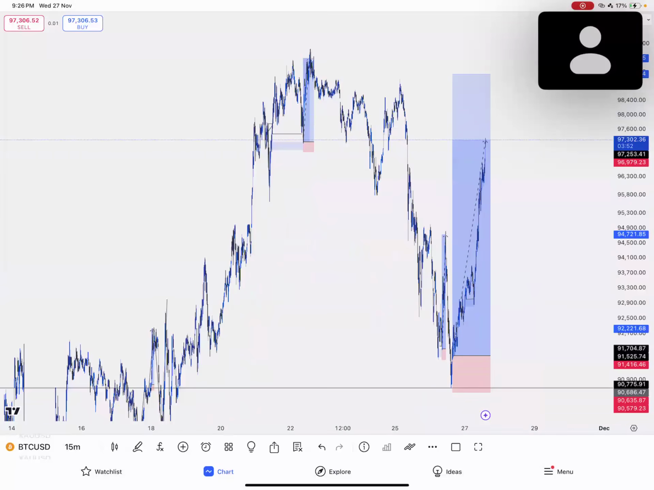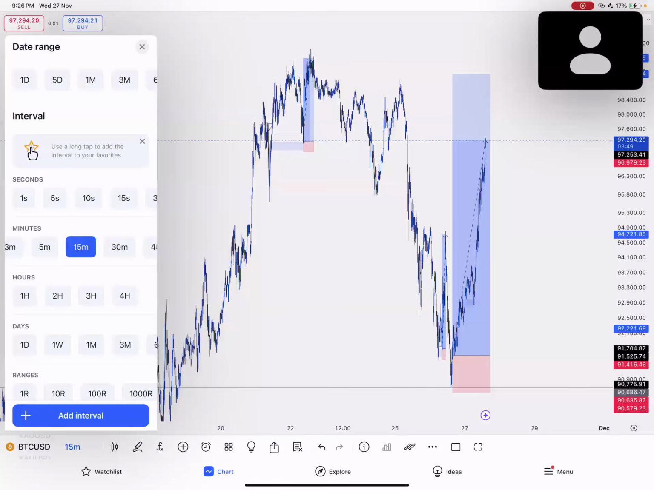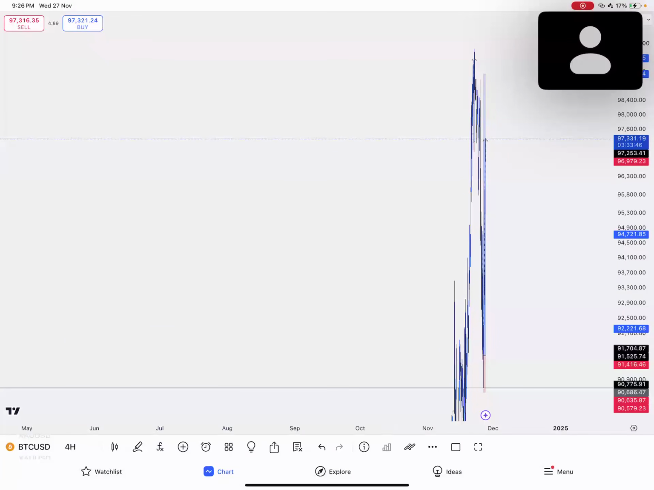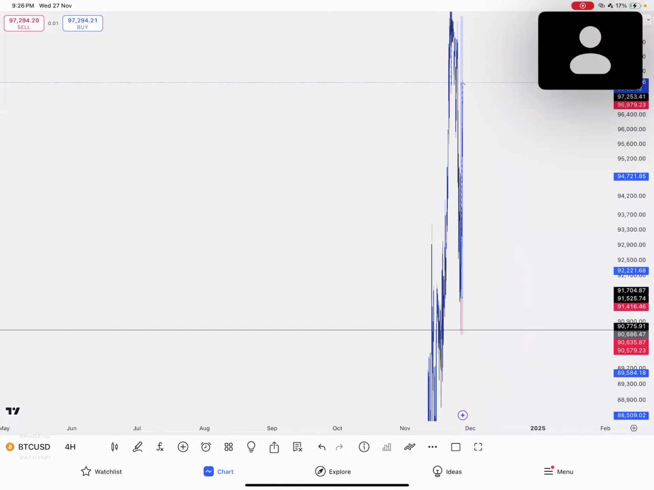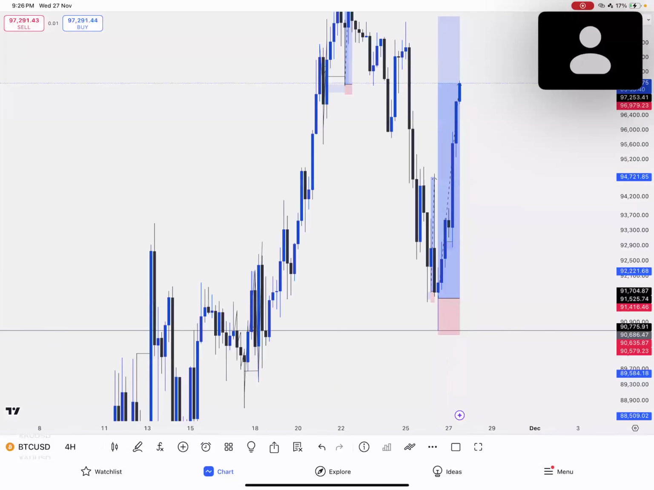So before you do anything, just open up your charts. It will not take time. I beg, Michael, please open your charts. 4 hours, 2 hours. Observe where market is reacting from. Okay, it's reacting from a 4 hours order block.